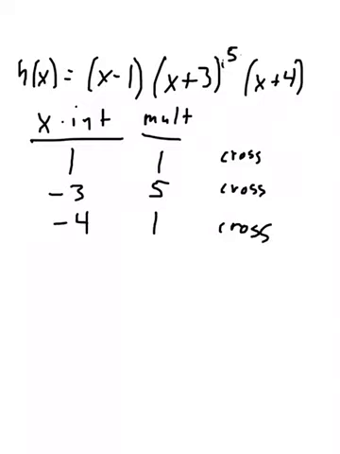Again, remember we're looking at the multiplicities, not the x-intercepts. It doesn't matter what the x-intercept number is. We want to know the multiplicity number. If it's odd, it crosses. If it's even, it bounces.